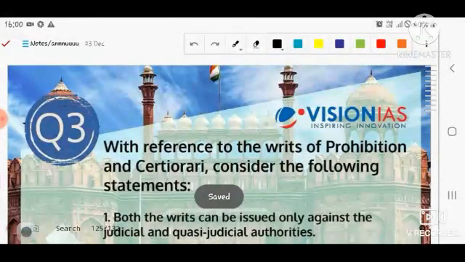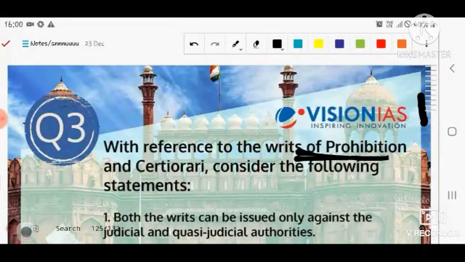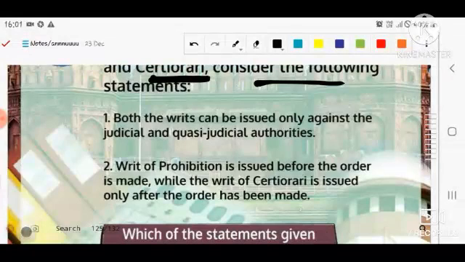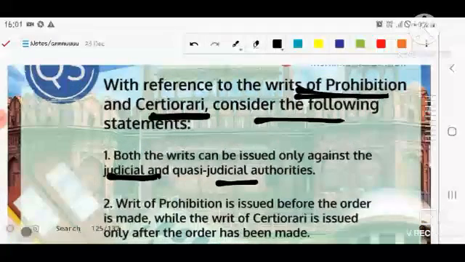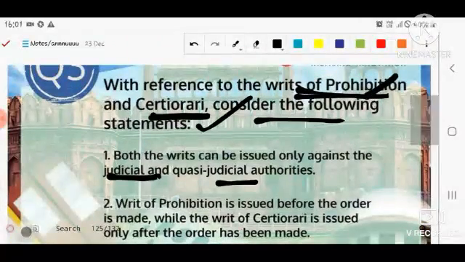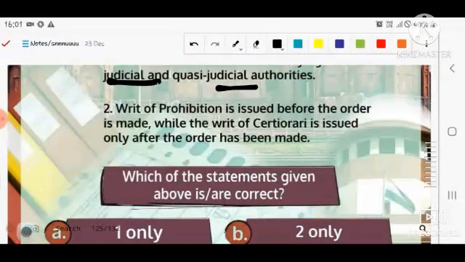The third question you can correlate with the polity section and Article 32 specifically. With reference to the writs of prohibition and certiorari, consider the following statements. The first option: both writs can be issued only against judicial and quasi-judicial authorities. The second: the writ of prohibition is issued before the order is made, while the writ of certiorari is used only after the order has been made.